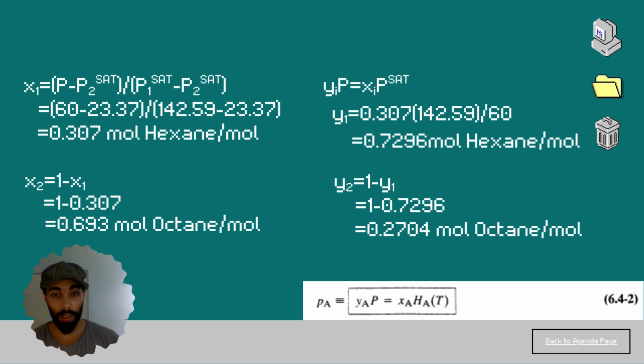liquid phase. Subtract it from 1, because like I said, composition always adds up to 1, and we get the octane composition in the liquid phase as 0.693 mole per mole.